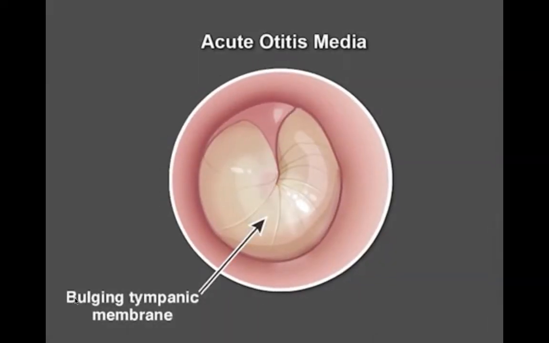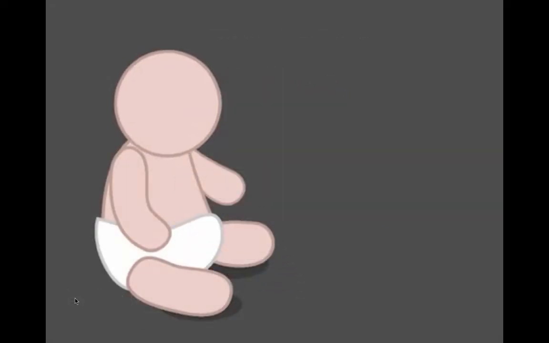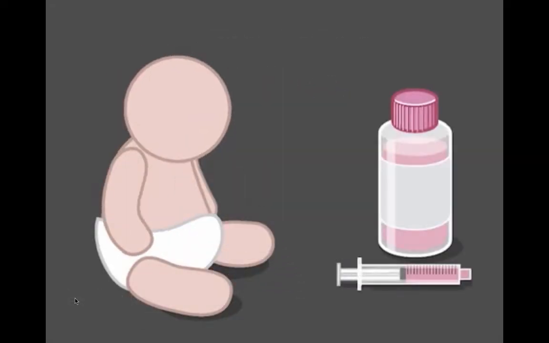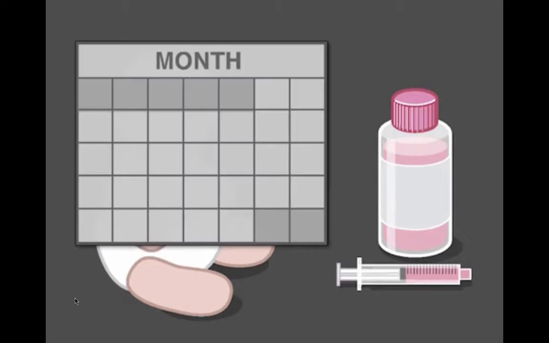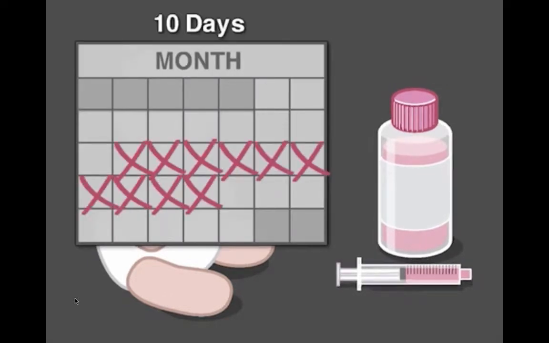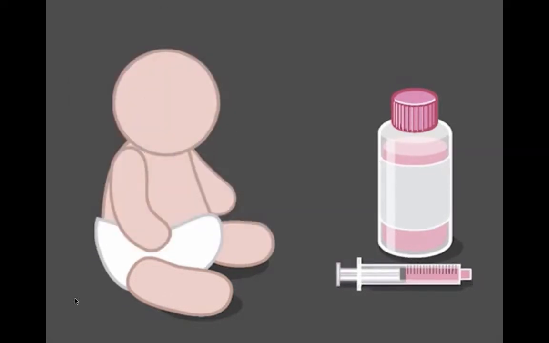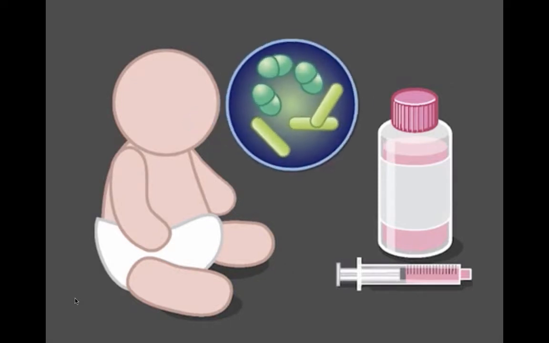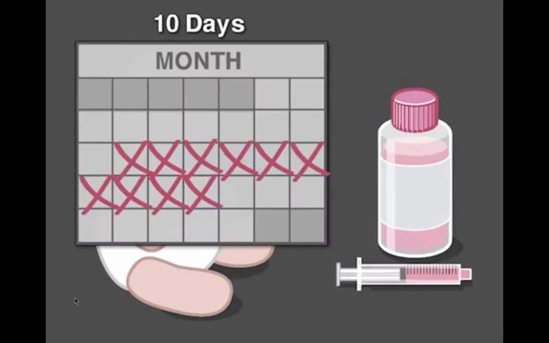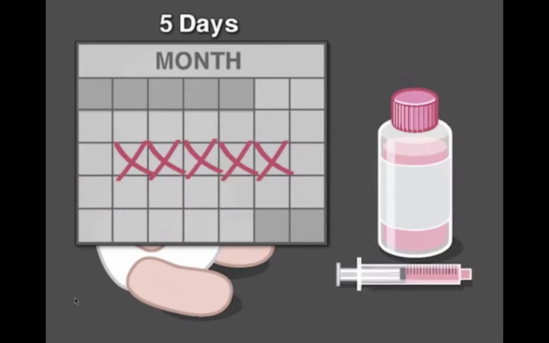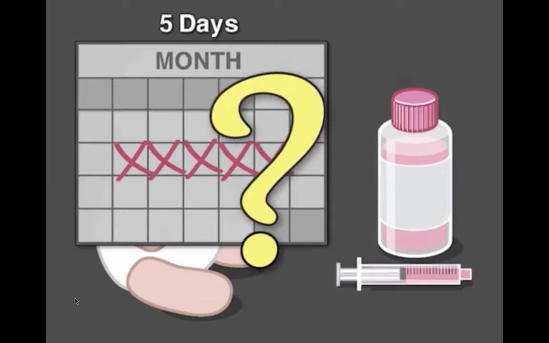Acute otitis media is the most common indication for which children in the United States receive antibiotics. Current guidelines recommend a 10-day course of antibiotics for children under 2 years of age. But given the growing concern about antimicrobial resistance, can the duration of antimicrobial treatment be shortened without changing clinical outcomes?